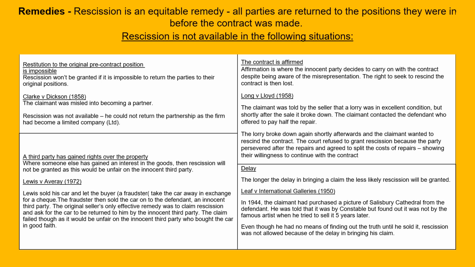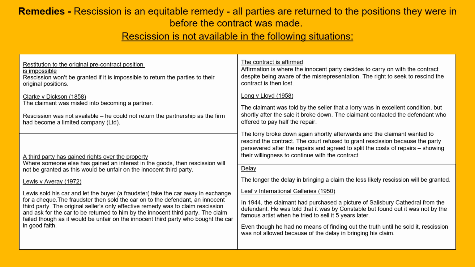So the original seller's only effective remedy was to claim rescission and ask for the car to return to him by the innocent third party because they couldn't find the defendant. And the court said, well, no, that's not fair. This innocent third party has got this car in good faith, so it wouldn't be fair to let them have them. So just to be clear there, Lewis sold the car to the fraudster who disappeared, couldn't find them. They'd sold the car onto this other person, and then Lewis wanted to get this car off this other person, but the court said that's not fair because they're a third party. They've gained rights over it. It wouldn't be fair to order the contract to be cancelled and give it back to you in that instance.